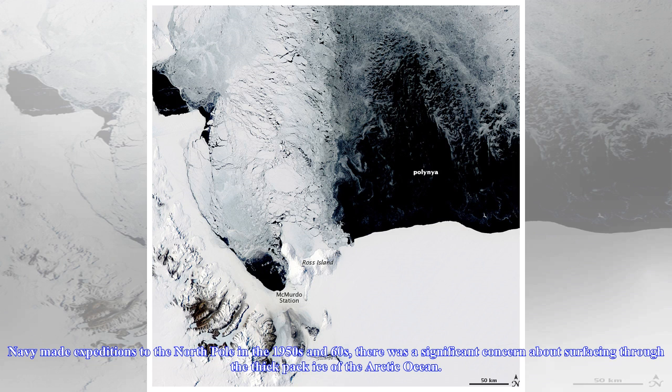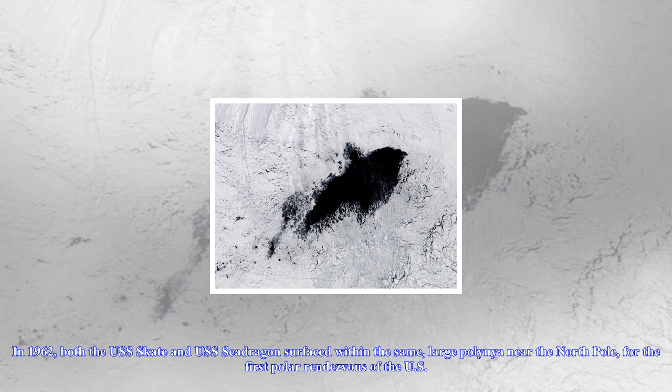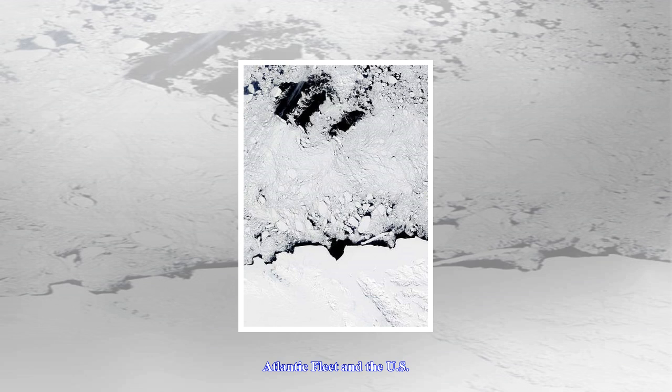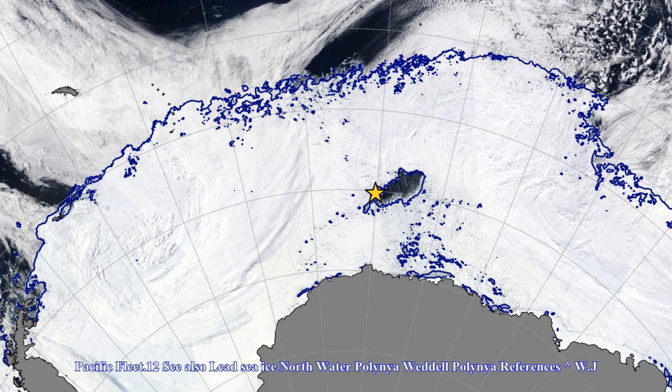Arctic navigation. Arctic sea ice decline. When submarines of the U.S. Navy made expeditions to the North Pole in the 1950s and 60s, there was a significant concern about surfacing through the thick pack ice of the Arctic Ocean. In 1962, both the USS Skate and USS Sea Dragon surfaced within the same large polynya near the North Pole for the first polar rendezvous of the U.S. Atlantic Fleet and the U.S. Pacific Fleet.